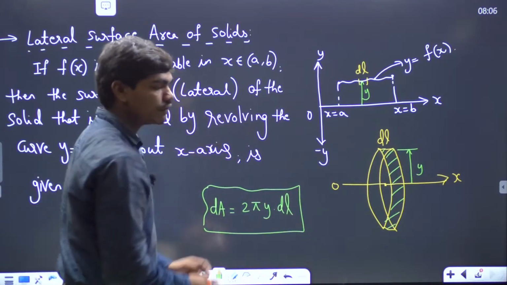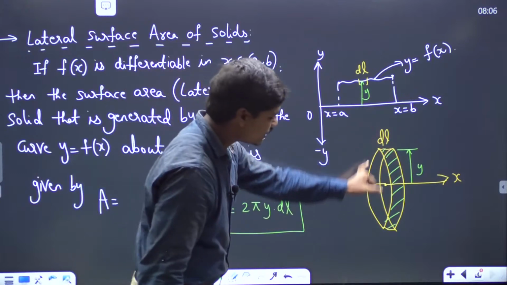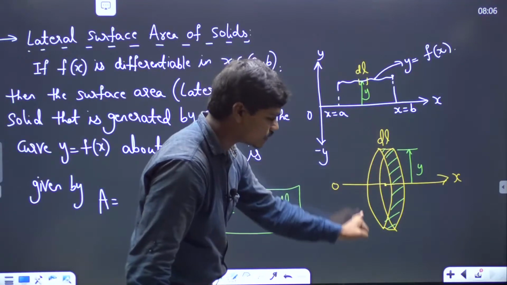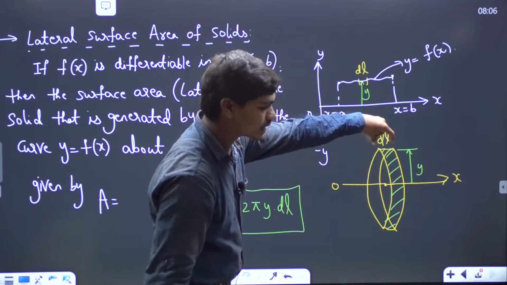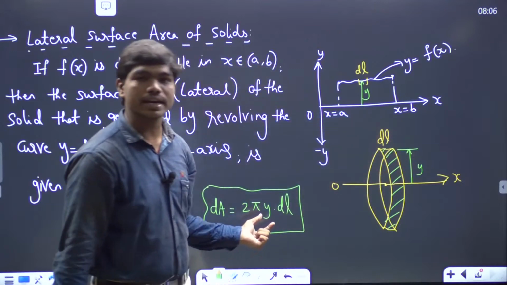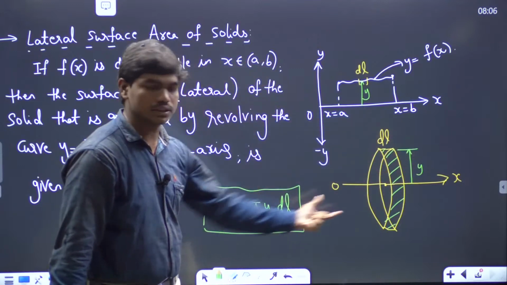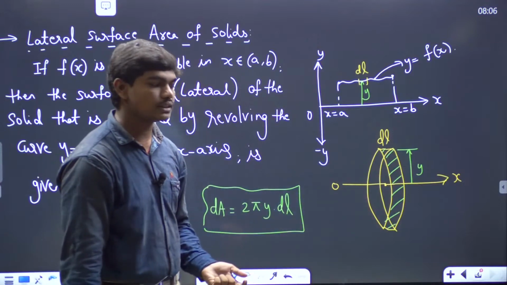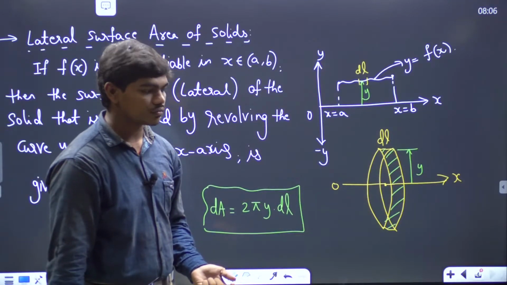Please tell me, can we write it? Because 2 pi y is the radius, 2 pi y is the circumference of this disk, and since dl is the thickness, by multiplying these two, can I get the surface area of this particular disk? Yes or no? Please say yes if you understand this.